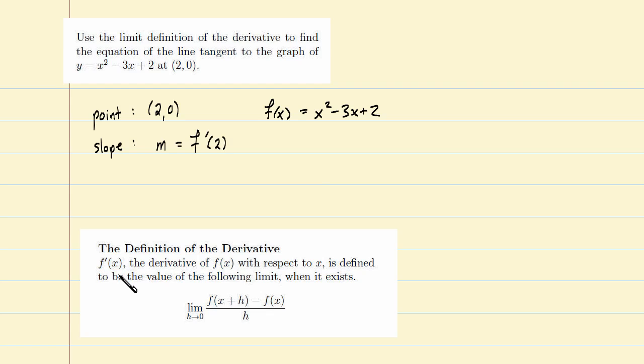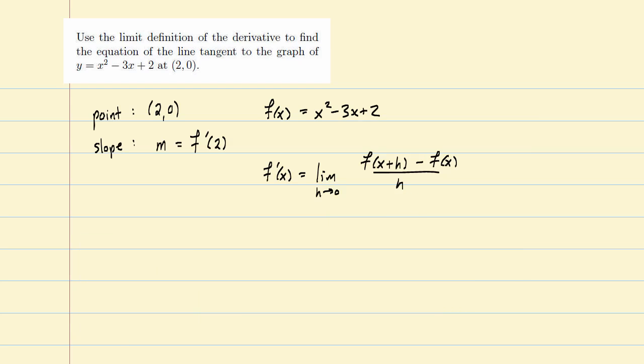Notice we define f prime of x to be the value of this limit here, provided it exists. So let's see if we can't flesh out this limit in the context of this particular function. So f prime of x is going to be the limit as h goes to 0. Remember, h is thought of as a little tiny change in x, of the difference between f of x plus h and f of x over h. Basically, this is a rise over a run.